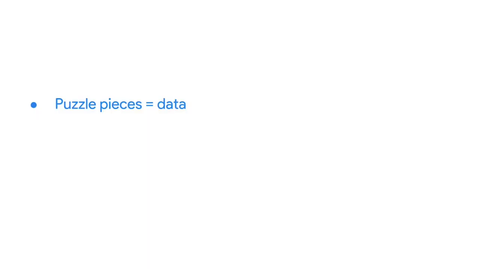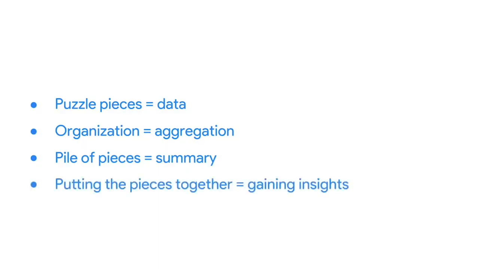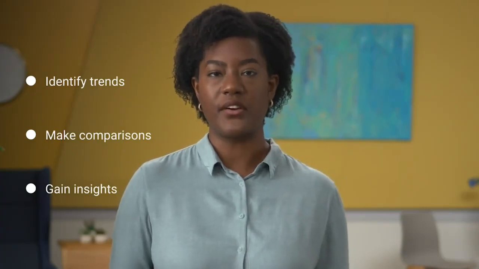So in data, the puzzle pieces represent the data that lives in different separate data sets. Getting them organized is the aggregation process. Then the piles of pieces that complete a single puzzle become your summary. And finally, putting those pieces back together is like analyzing them to gain important insights. Data aggregation helps data analysts identify trends, make comparisons, and gain insights that wouldn't be possible if each of the data elements were analyzed on its own.